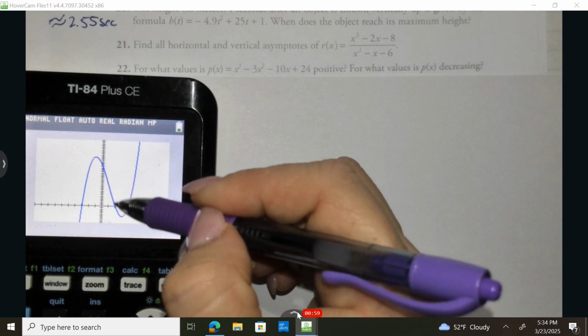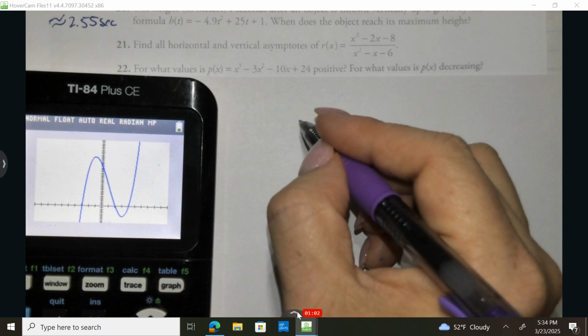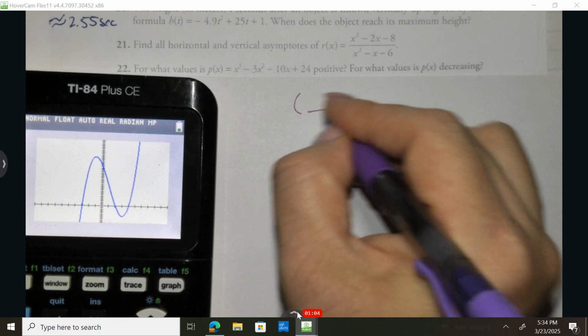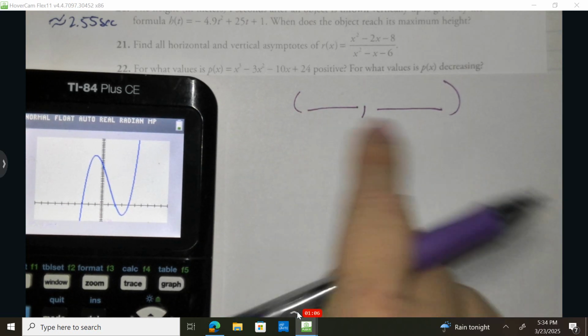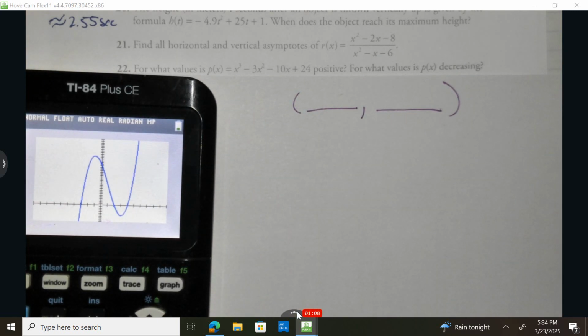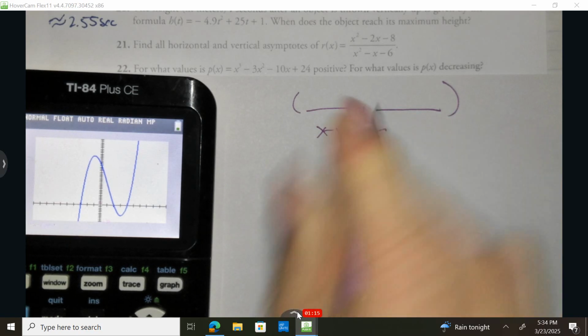When we describe this interval with increasing, decreasing, or constant, we always use just parentheses, because at the endpoint, it's neither increasing, decreasing, nor constant. But in between is where that action occurs. So I need to know the x values of these turning points. That's the key.